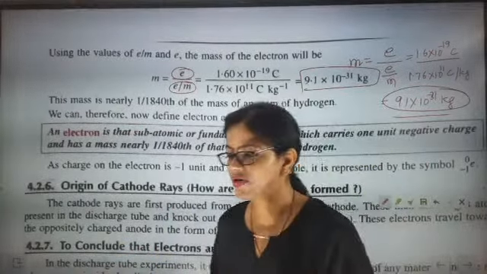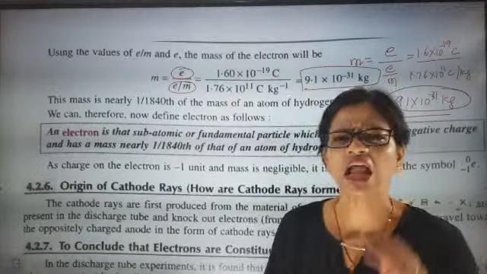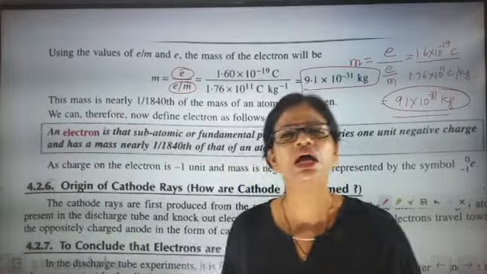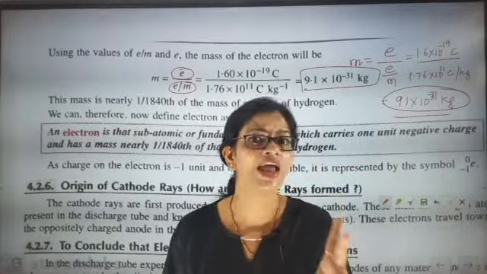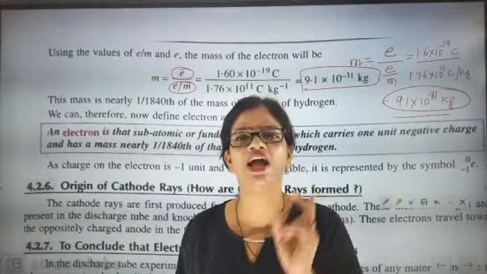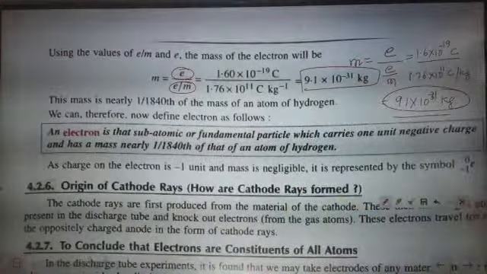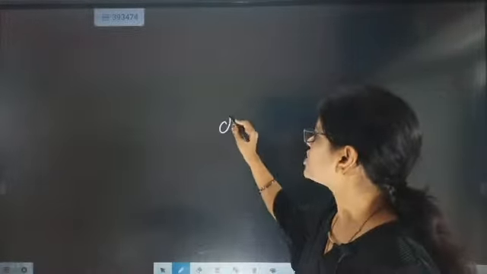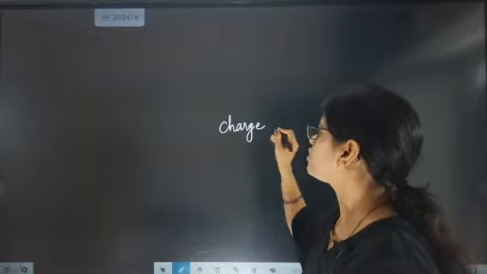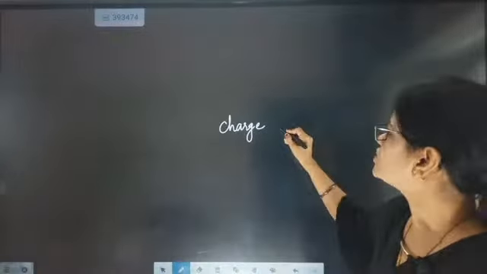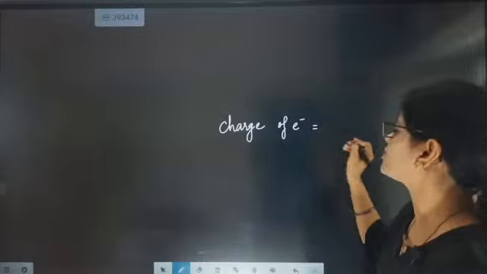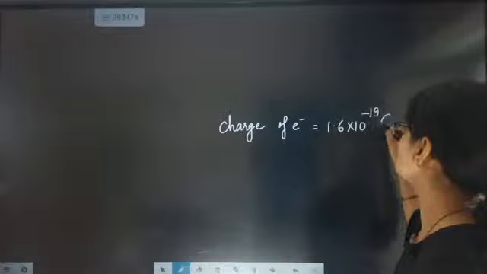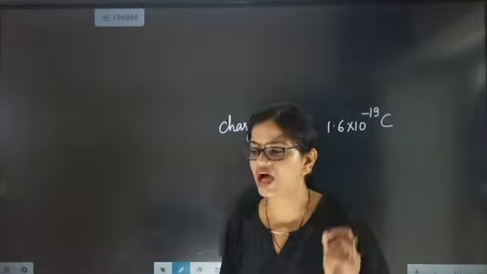And you have to remember one very important point, that now in future in class 10th, 11th, 12th, higher classes, you have to remember these two values. What two values? Charge and mass. This is the most important thing. In class 10th also you will be using it. So the charge of electron is 1.6 into 10 to the power minus 19 coulomb.